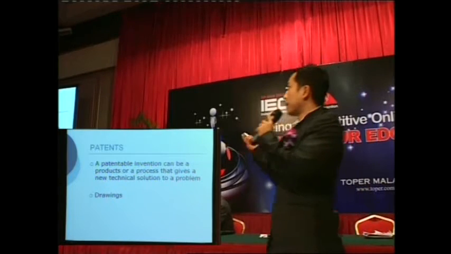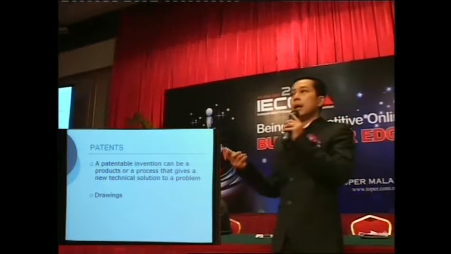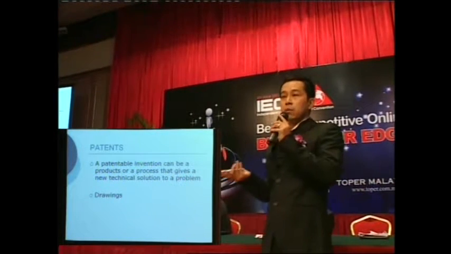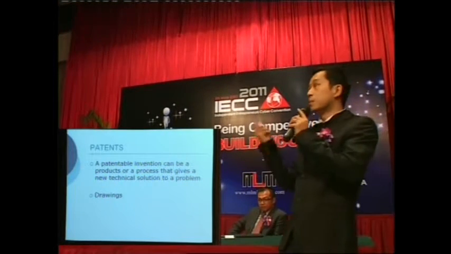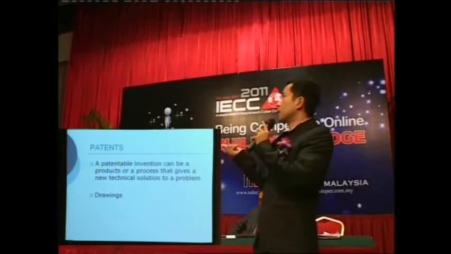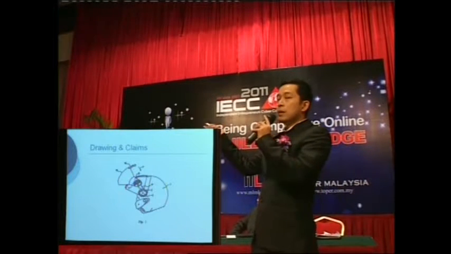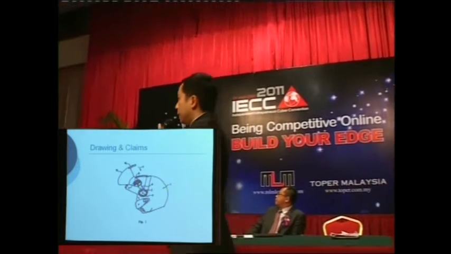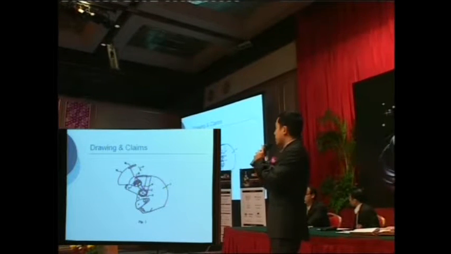Patent. A patent is a new method of doing things, like a new technical solution on how a certain object works. This is called a patent. The composition of new products is also called a patent. So a patent does not only cover the drawing, it also covers the claims. Claims mean the functions of your product, how it works, so you can protect the function.